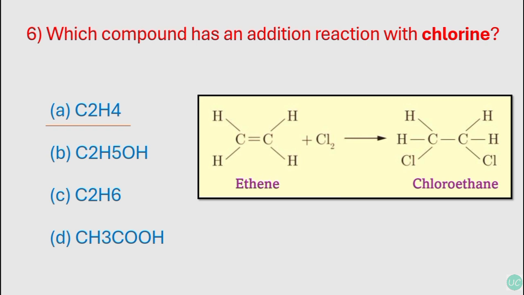The rest of the options are saturated compounds, that is B is ethanol, C is ethane, that is CnH2n+2, and D is ethanoic acid. So all other options are saturated compounds. Only A is unsaturated, and that will show addition reaction with chlorine.